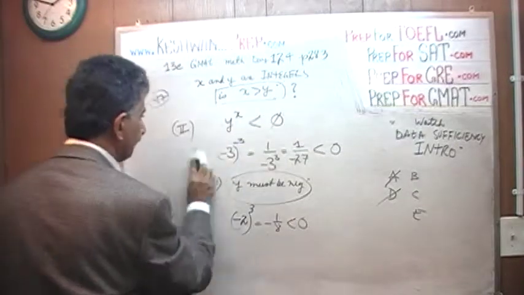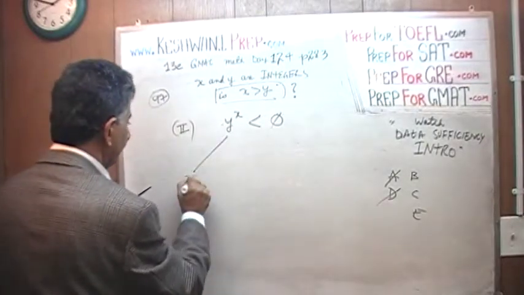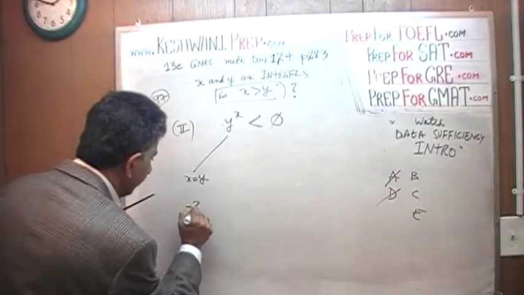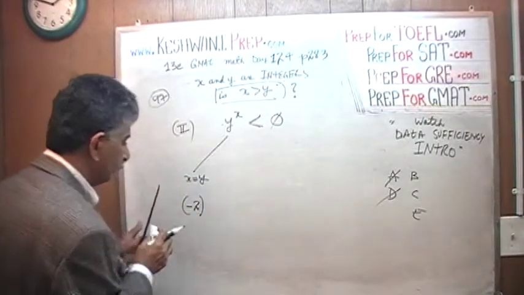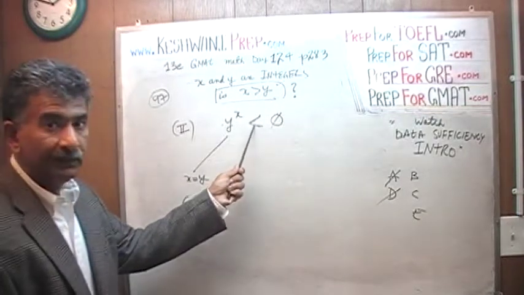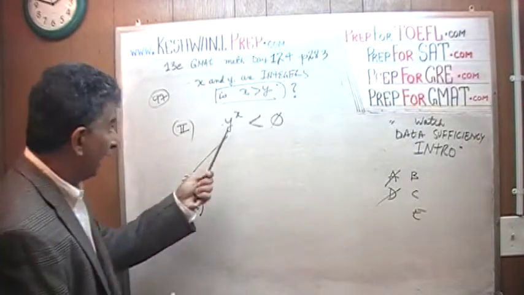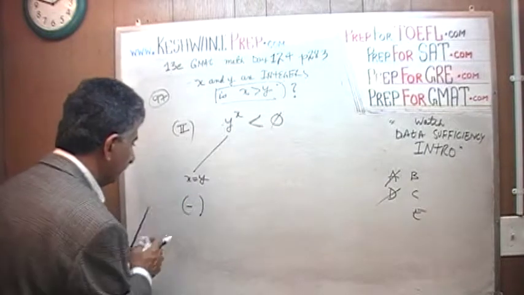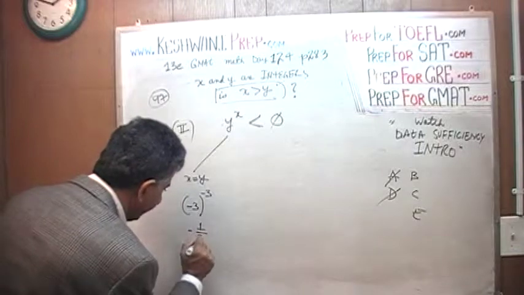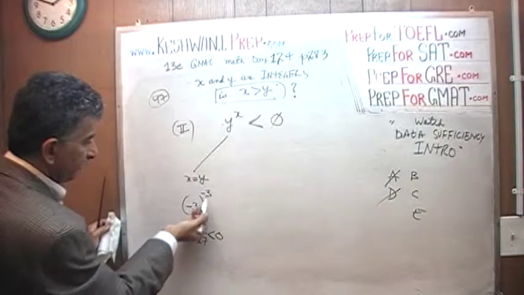For example, let's look at a situation where x is equal to y. For example, negative 2 raised to negative 2 will not give us something less than 0. We need an odd power. In order for this quantity to remain negative, the power has to be an odd number. So let's put negative 3 raised to negative 3. Here it will be negative 1 over 27, which is less than 0. But as you can see, here x equals y.